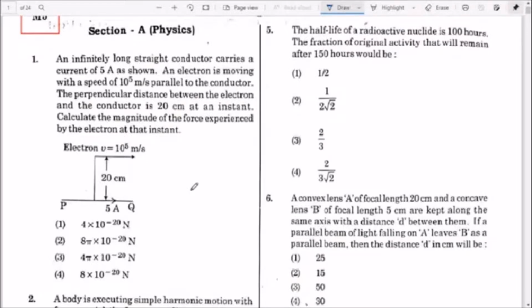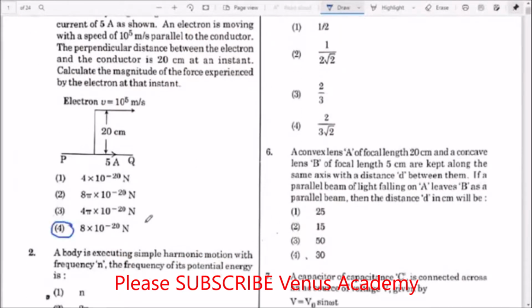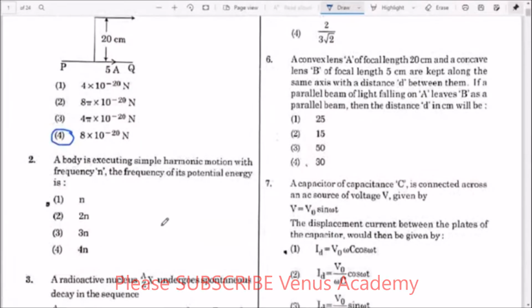We know that the electron's velocity v equals 10 to the power of 5 meters per second. The correct option is 4, 8 into 10 to the power of minus 20 newtons. Question number 2. A body is executing simple harmonic motion with frequency n. The frequency of its potential energy is, the correct option is 2n.